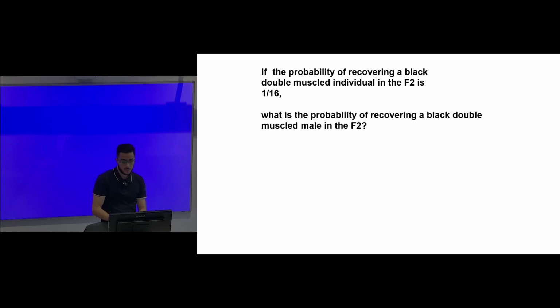I think this one I just asked you. If the probability of recovering a black double-muscled individual in the F2 is 9/16, what is the probability of recovering a black double-muscled male in the F2? So it's the probability of getting that genotype times the probability of getting a male. Okay.